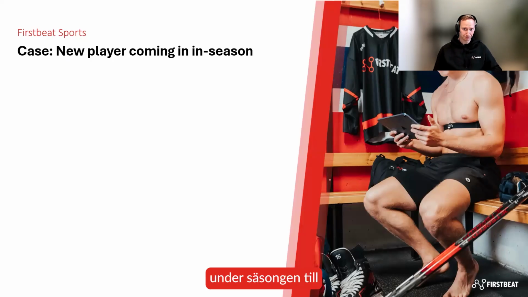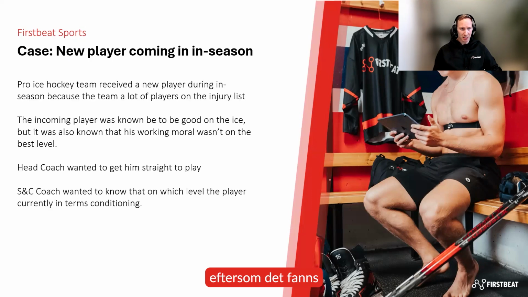So there was an athlete coming to a team in season, to a pro ice hockey team, because there were a lot of players injured at that time in the team, and they needed to get some fresh athletes on the ice. The incoming player was known to be good on the ice, so highly talented, but it was also known that his working moral wasn't on the best level. The head coach wanted to get him straight to play, straight on the ice. Just, if I remember right, there was one training before the first game.